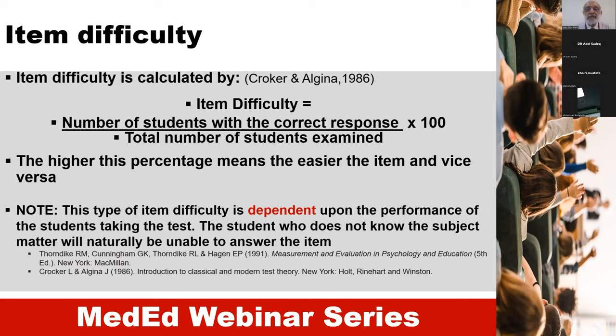So the higher the percentage means the easier the item and vice versa. Obviously, when the percentage is high, it means the number of students who answered that question correctly is very high, and that may mean that the question was relatively easy. So "high" is a kind of misnomer. The high difficulty index means easier question. So this type of item difficulty is dependent upon the performance of the students, of course, because this is in relation to performance of the students. If the students are good, then the difficulty index would be high, but if students are poor, the overall difficulty index would be low.